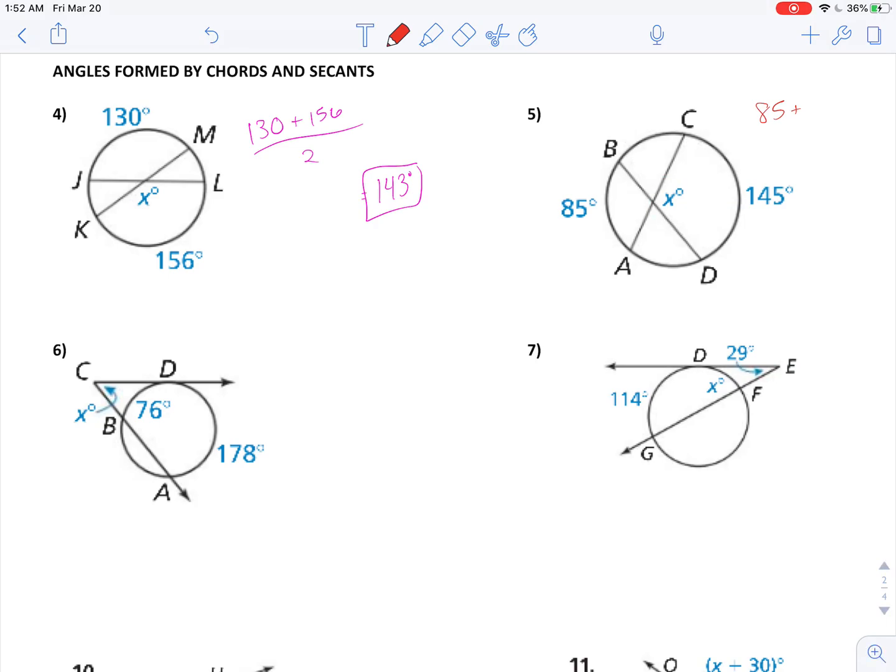All right, 85 plus, we're inside the circle. Positive thing to be indoors. 145 over 2, that's 230. X is 115.